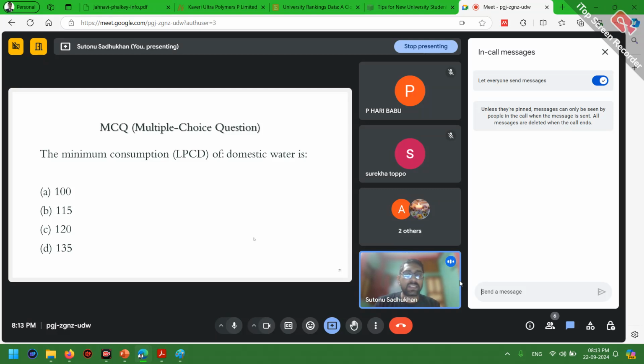What is the domestic standard of that? That value you have to say: 100, 115, 120 or 135. If you remember from the lecture, then you will be able to answer. It's a memory based question. Otherwise, you'll wait for a couple of minutes before moving on to the solution. And type in the chat box.